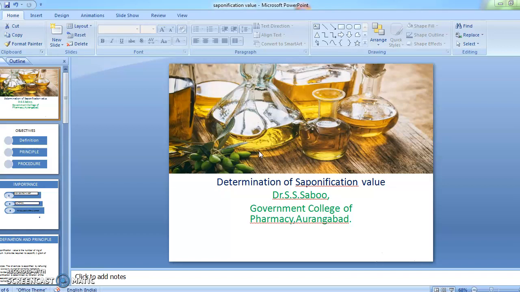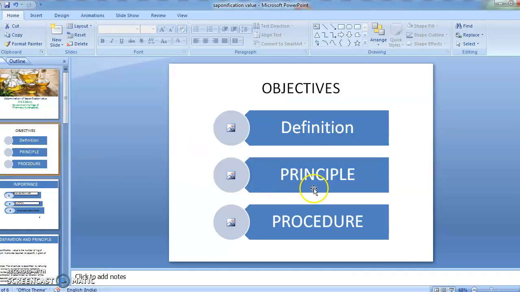Because in our daily diet, the quantity is very large and it is a very major source of energy, and therefore analyzing it is very important. For that, today we will see the saponification value, how to determine the saponification value of any fatty materials.